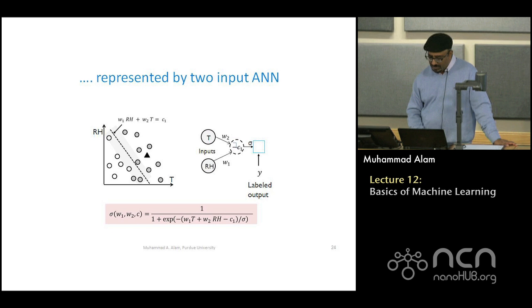You will do W1T plus W2 relative humidity minus C1, and this divided by sigma. The sigma tells you the width of this distribution. Right? What is width? Width is between this and this. At this point, there is some probability of success, leaving, and at this point, there is some probability of failing.